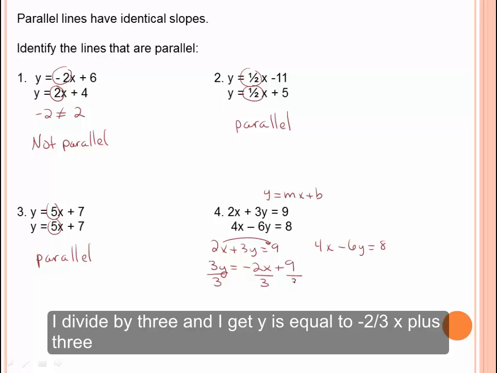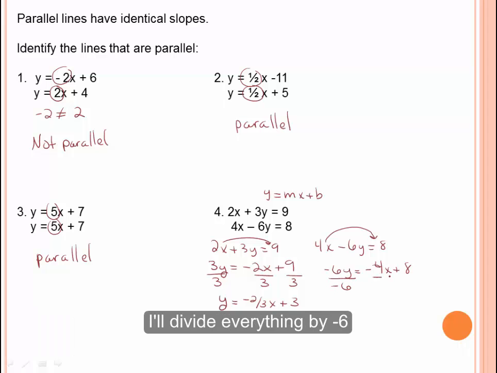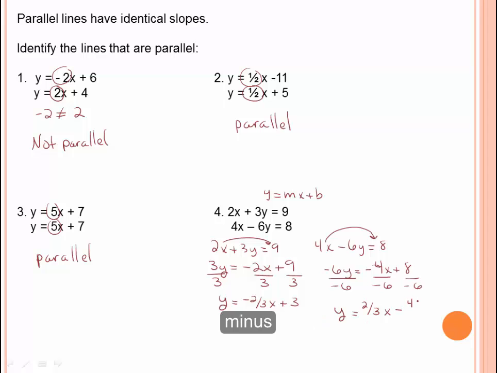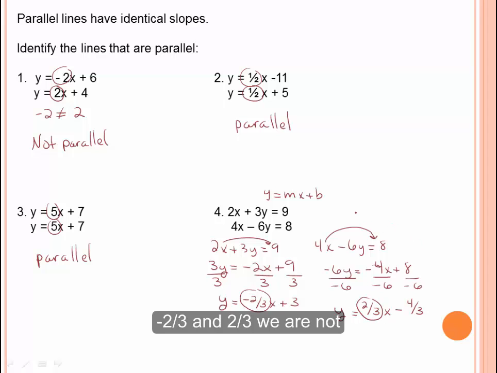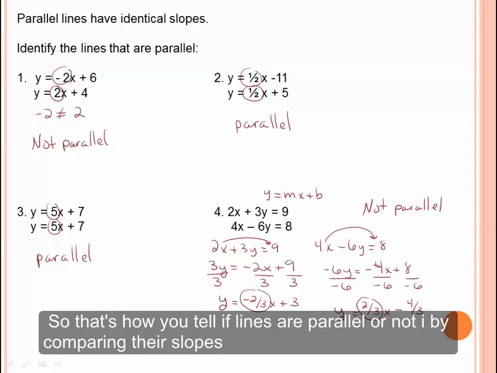I divide by 3, and I get y is equal to -2/3 x plus 3. On this particular one, I'll pick up my 4x and I'll move it over, and I will get -6y is equal to -4x plus 8. I'll divide everything by -6, and I will get y is equal to +2/3 x minus 4/3. -2/3 and +2/3, so we are not parallel. So that's how you tell if lines are parallel or not, by comparing their slope.